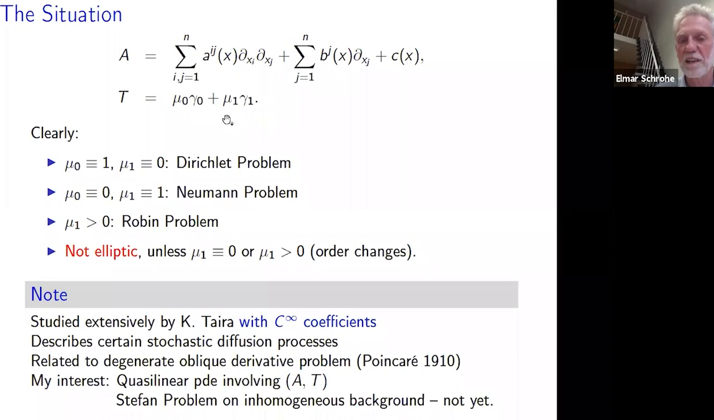I got interested in this problem through the work of Kazuaki Taira, who has studied all kinds of problems related to this equation intensively in his papers and his books. And in his work, he was always forced to make the assumption that the coefficients of the operator A are smooth. He used this to work with stochastic diffusion processes.